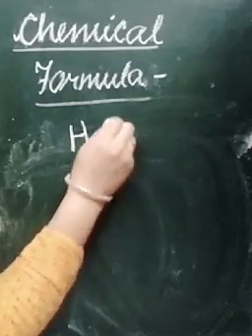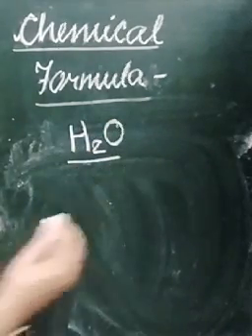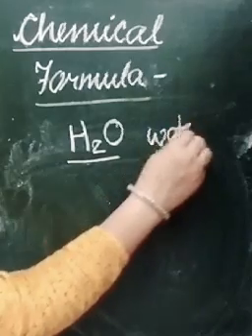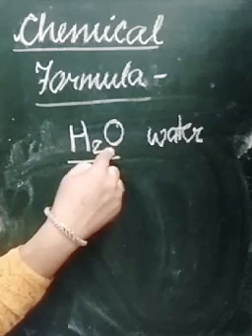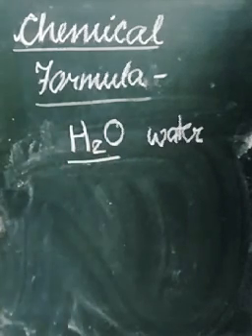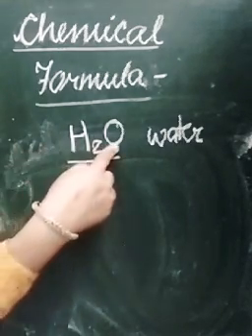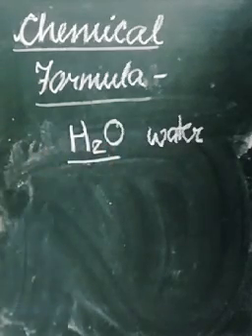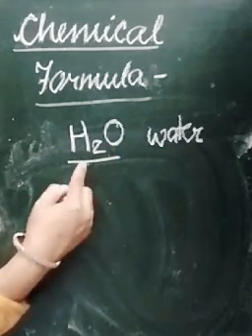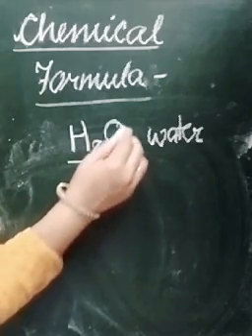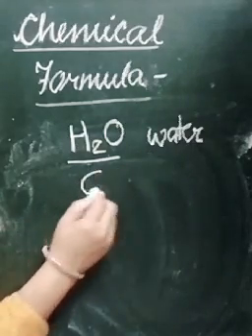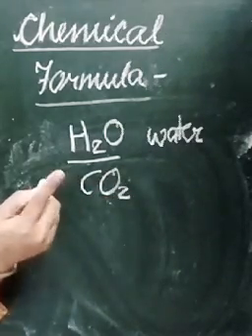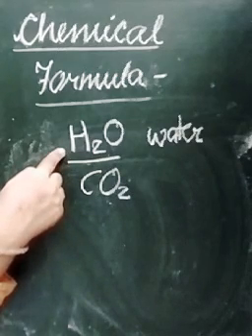For example, H2O is the formula for water. Now see here, it is a group of symbols, 2 hydrogen atoms and 1 oxygen atom. Hydrogen is one element, oxygen is another element. First point is over. Second, it shows one molecule of a compound. So when I write H2O, that means it is one molecule of water. When I write carbon dioxide, it is one molecule of carbon dioxide.